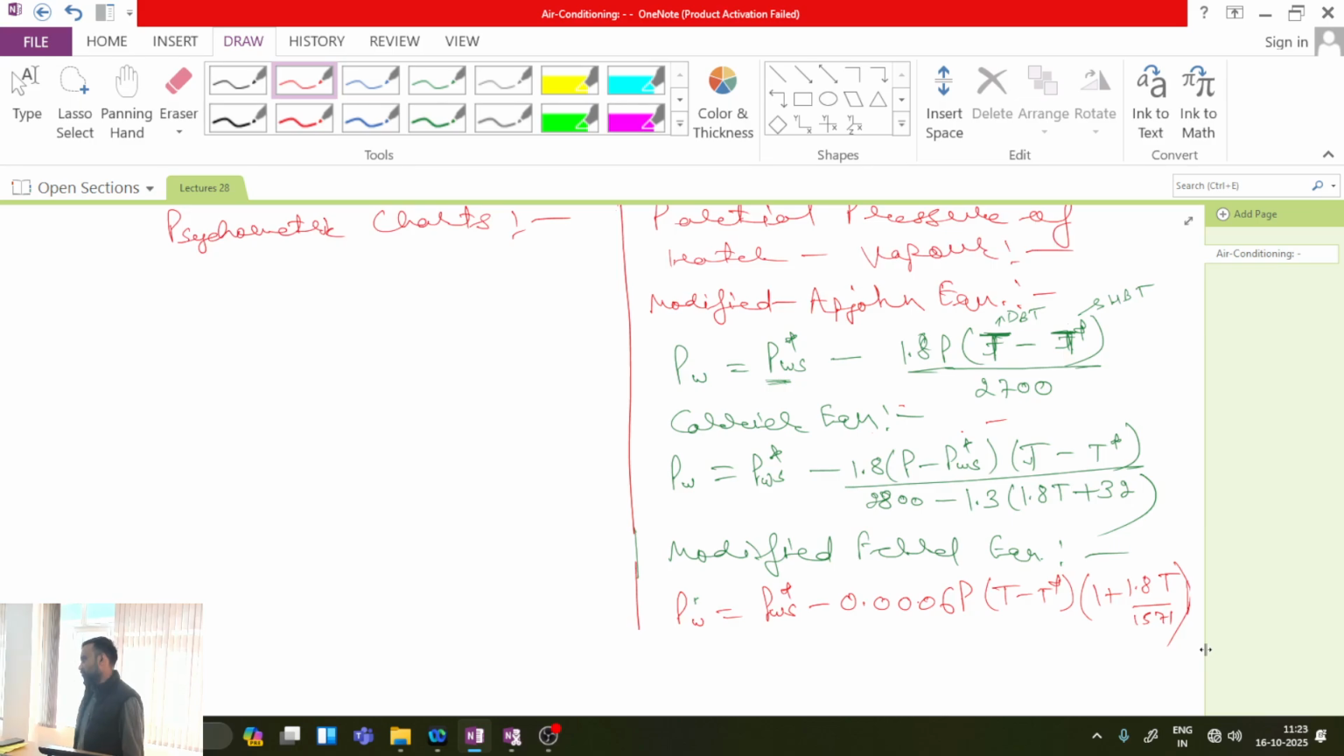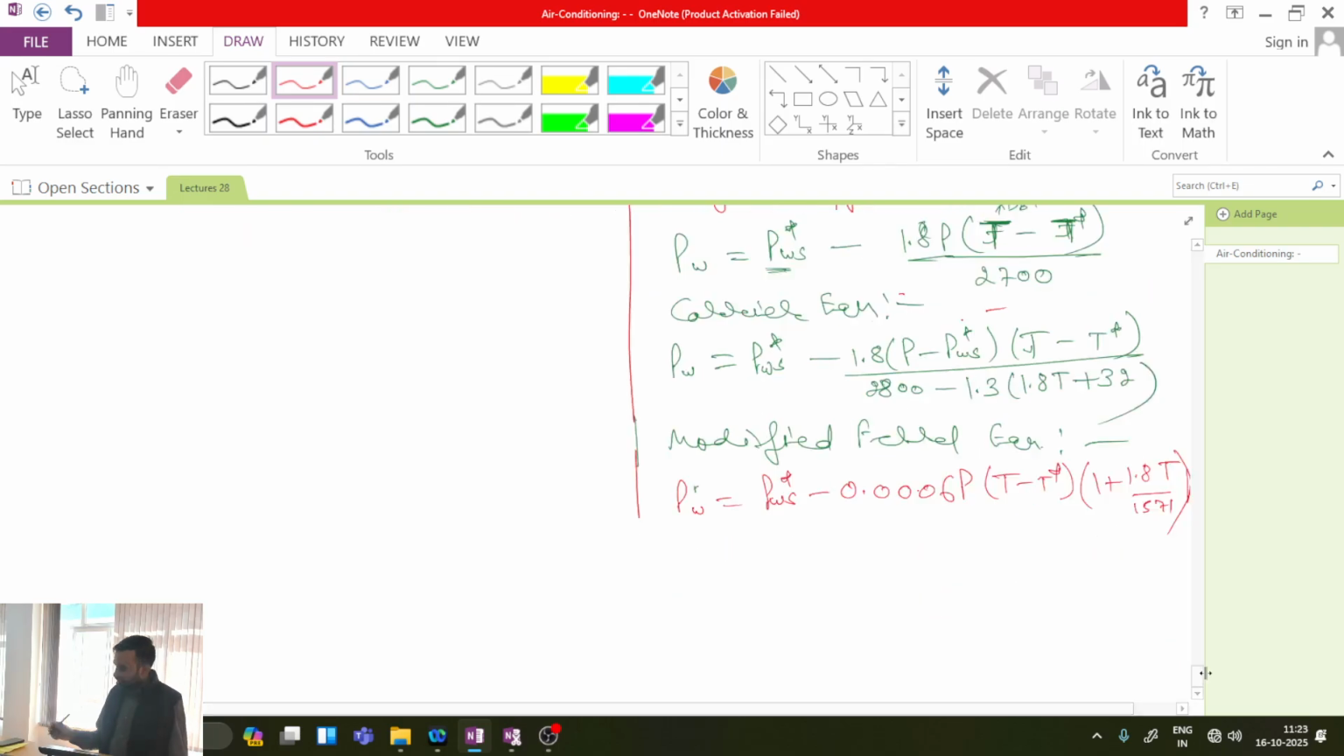Maybe sometimes it may so happen that property tables are not provided. The steam table is also required. But if DBT and WBT are given and you need to calculate the partial pressure, why partial pressure? Because if you have saturated air, then vapor pressure you can easily calculate from the steam table. But if you have unsaturated air, then it will be difficult because it will not be at the saturated state. So then you may need some equation which can give you some idea about the partial pressure for unsaturated air. Is this one clear?